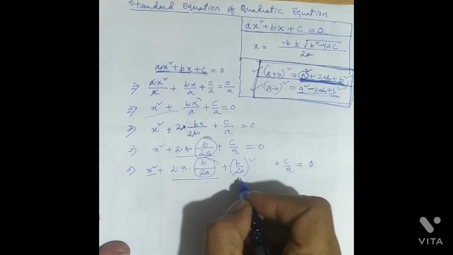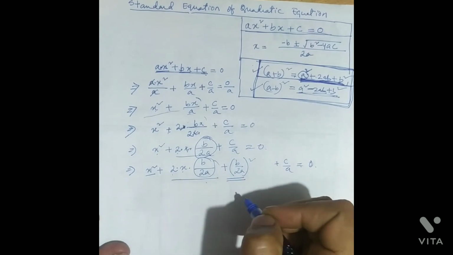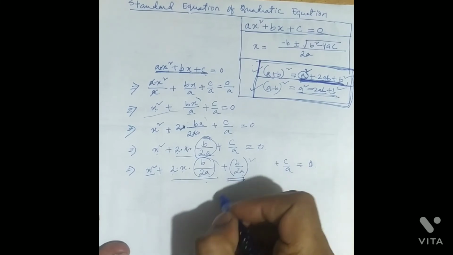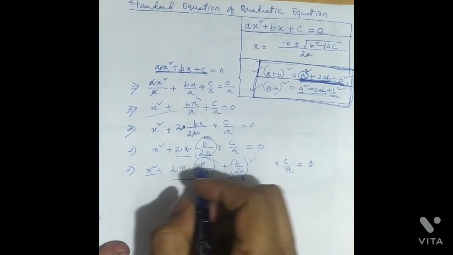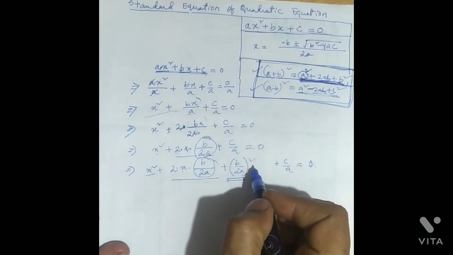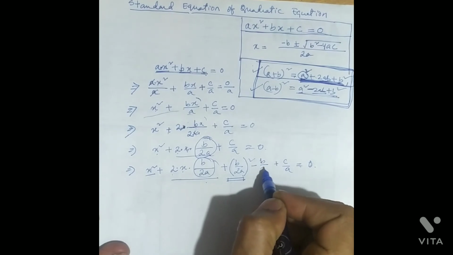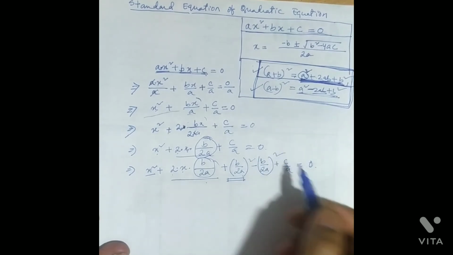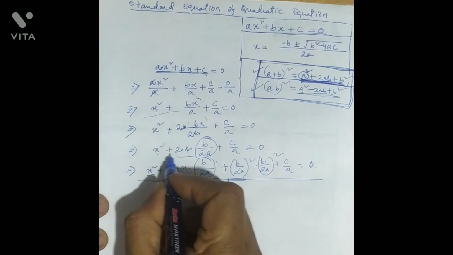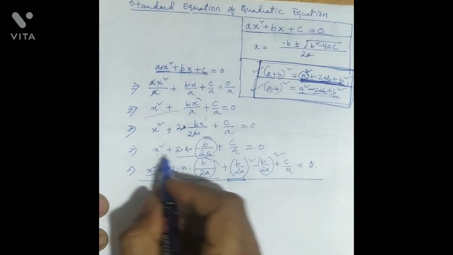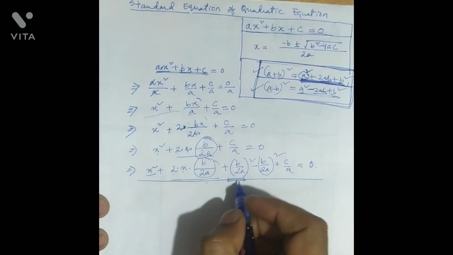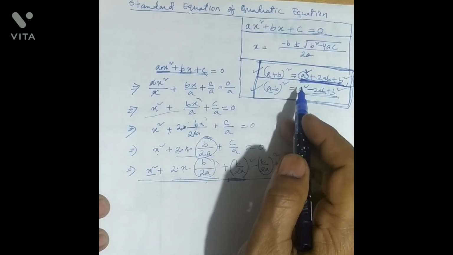So what we have done is we have put an extra b by twice a whole square. Okay, plus, so if we justify this equation, since we put in extra here, we must subtract it here, minus b by twice a whole square. So ultimately this expression and this expression are the same, but we have expanded this expression like this to make a whole square.